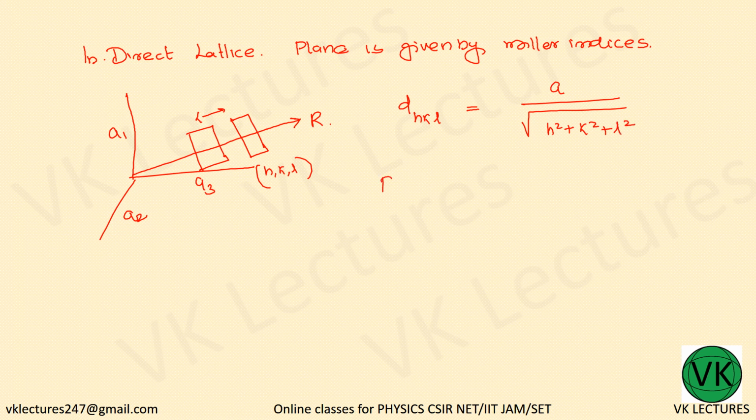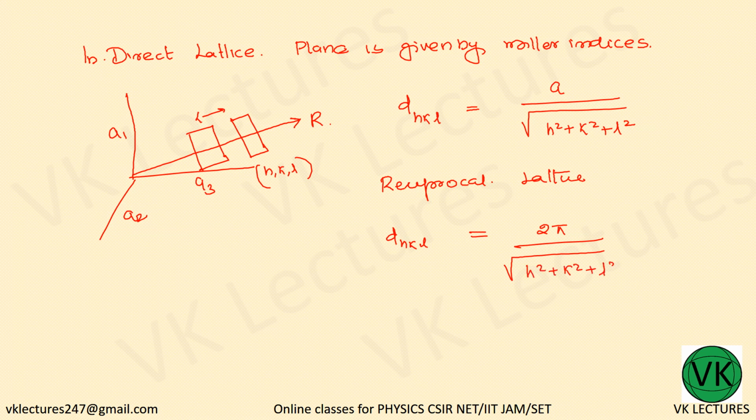But in reciprocal lattice, there's a small difference. d_hkl is given by 2 pi by root of h square plus k square plus l square, and we already know that this root of h square plus k square plus l square is nothing but the magnitude of g, so that gives d_hkl equal to 2 pi divided by magnitude of g.